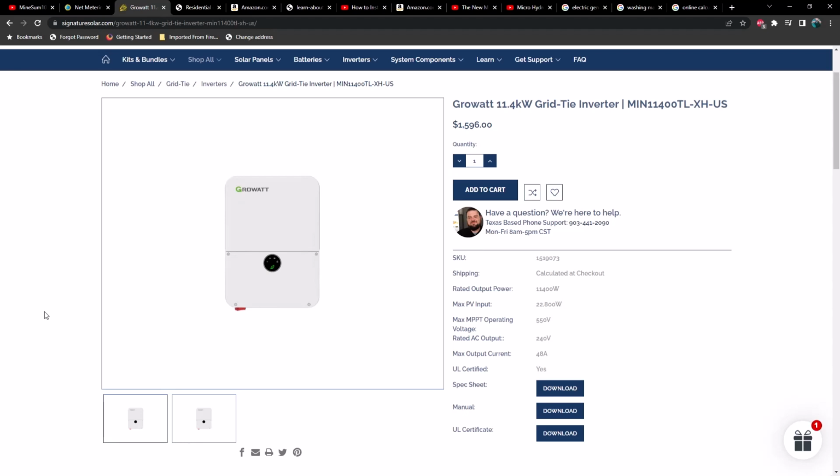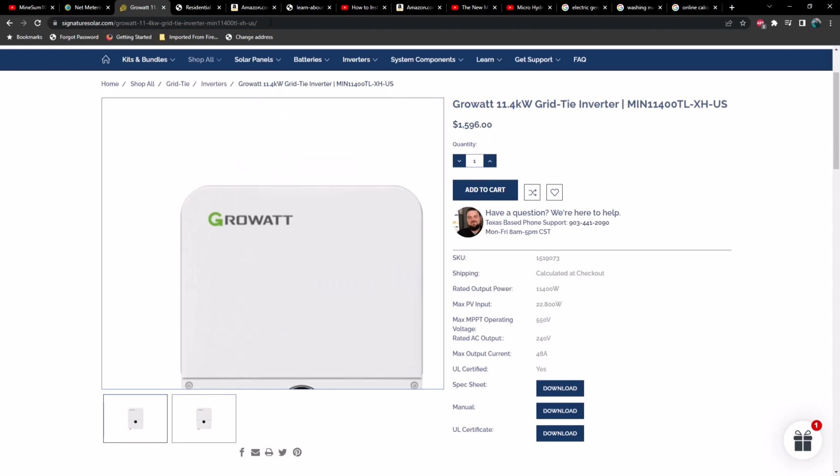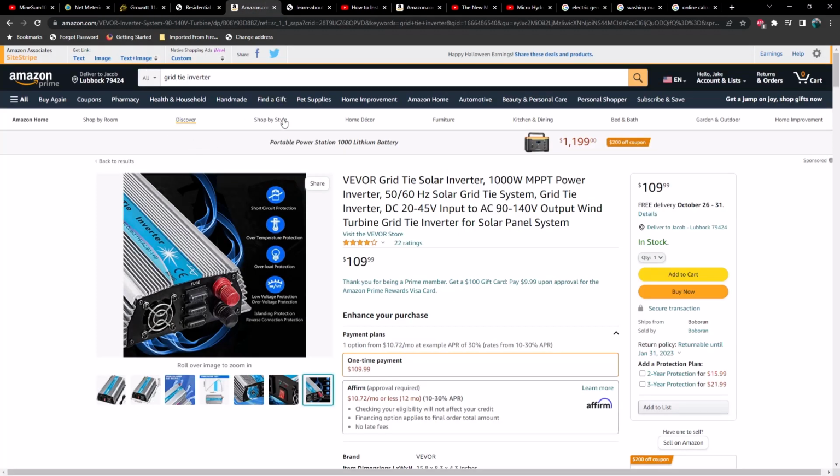As far as what kind of inverter is best for you, that's all going to depend on your circumstances. But again, if you're not going to have a backup battery system, then the MIN series is going to be the most cost-effective solution for you. And if you do plan on having backup batteries, then you probably want to look at doing an off-grid system or a hybrid.